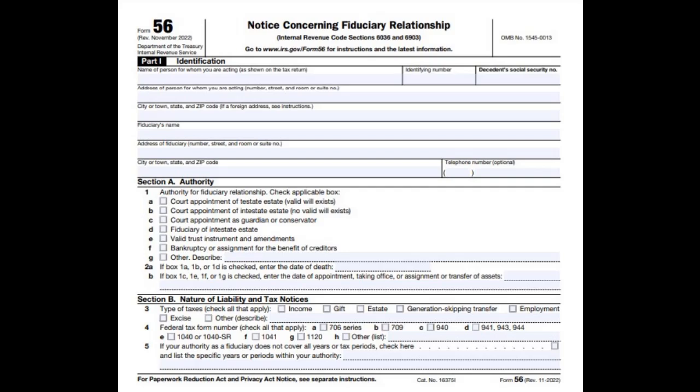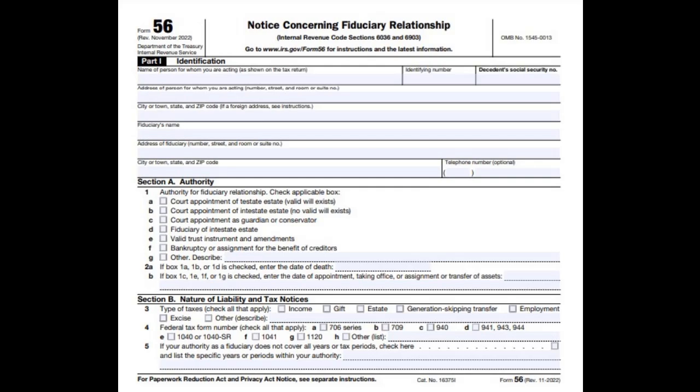When to use IRS Form 56. IRS Form 56 should be filed by a fiduciary to notify the IRS of the creation or termination of a fiduciary relationship. Examples of fiduciaries include executors or administrators of an estate, guardians or conservators appointed on behalf of individuals, receivers and assignees for the benefit of creditors.